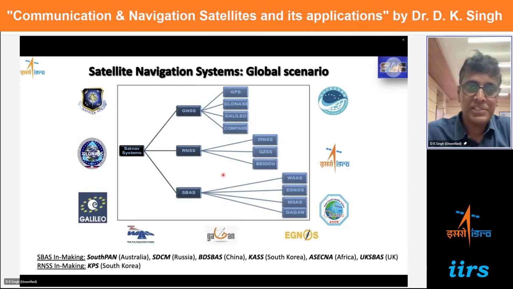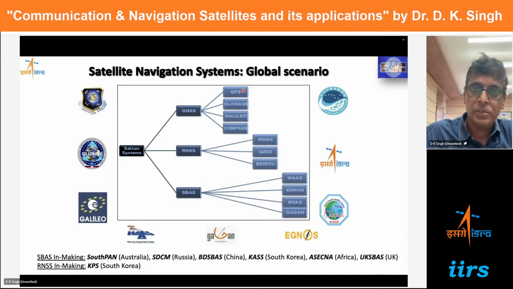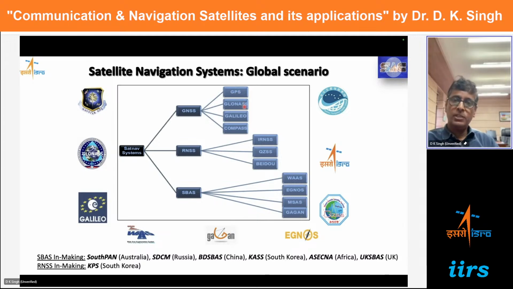Now, if you look at the global scenario, there are three types of navigation system. One is GNSS, Global Navigation Satellite System, Regional Navigation Satellite System RNSS, Satellite Based Augmentation System. So in the first category, this is called primary navigation system, where the satellites are directly used for the positioning, and it gives the global coverage. Anywhere in the earth, service is available. So GPS from US, GLONASS from Russia, Galileo from Europe, Compass from China are examples of GNSS systems.